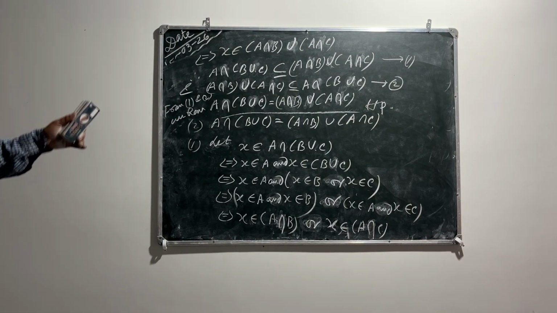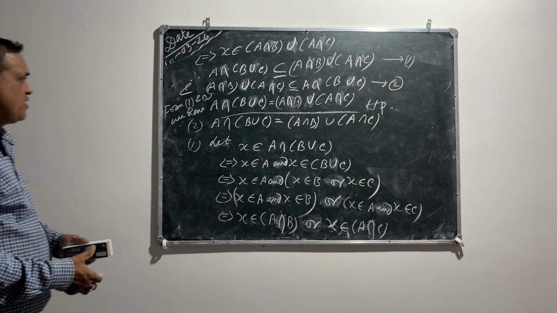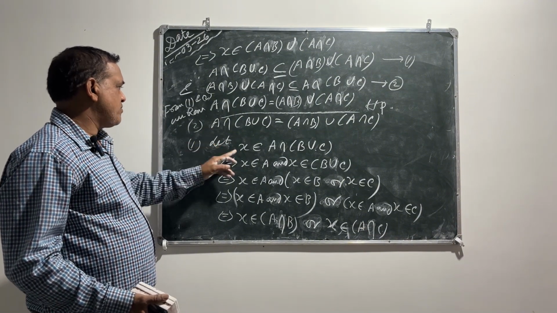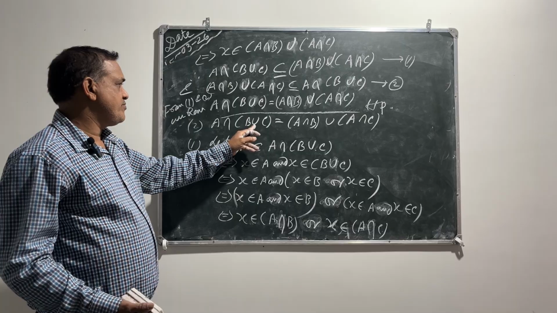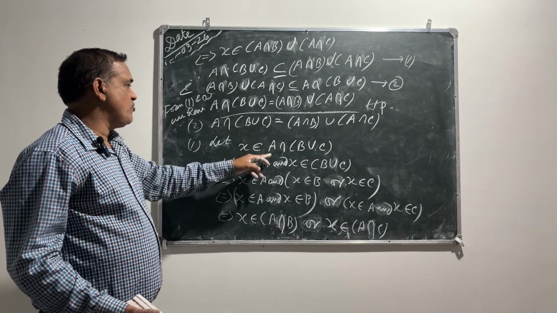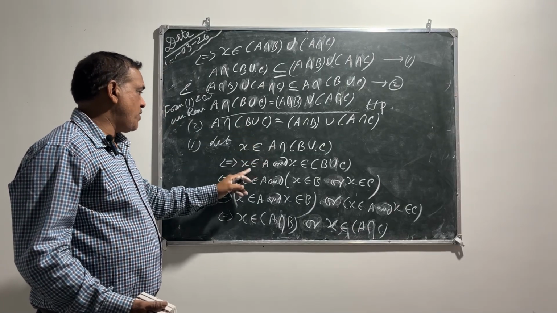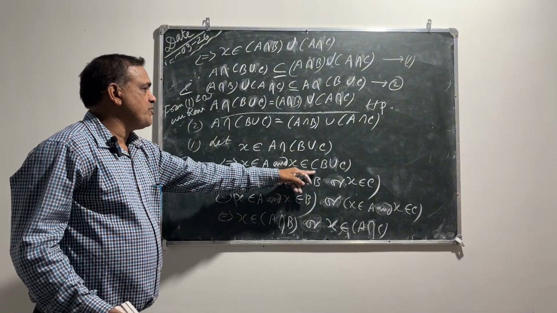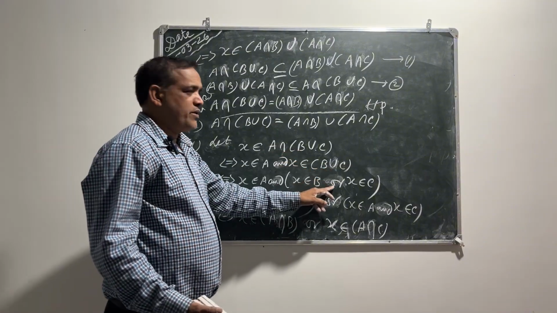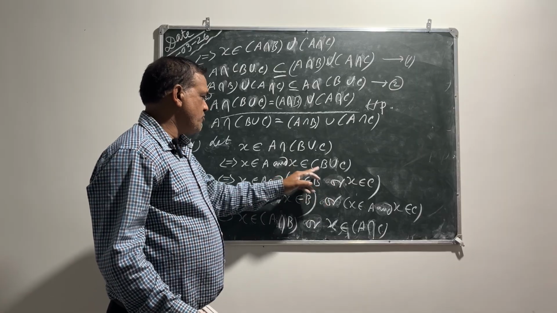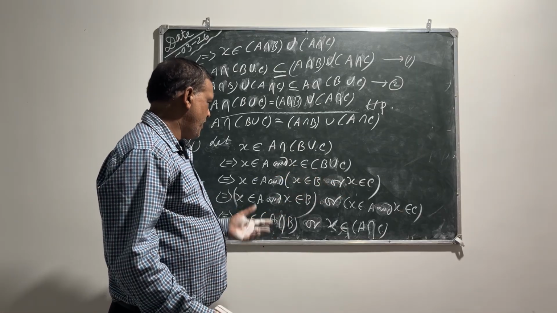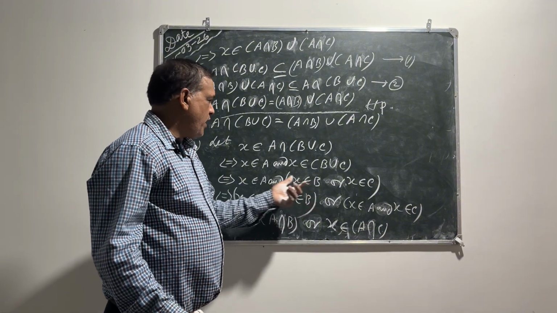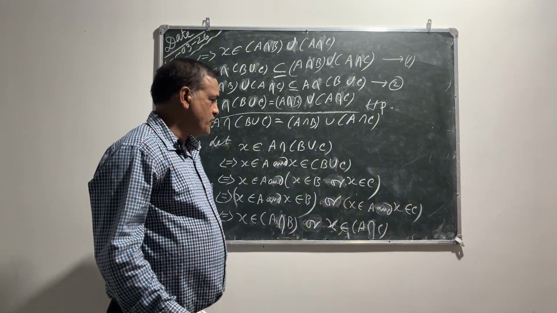So, result proof of the second one. X belongs to A intersection (B union C) equals X belongs to A and X belongs to B union C. Then you can replace union by or: X belongs to B or X belongs to C. Then we can write X belongs to A and X belongs to B, or X belongs to A and X belongs to C.